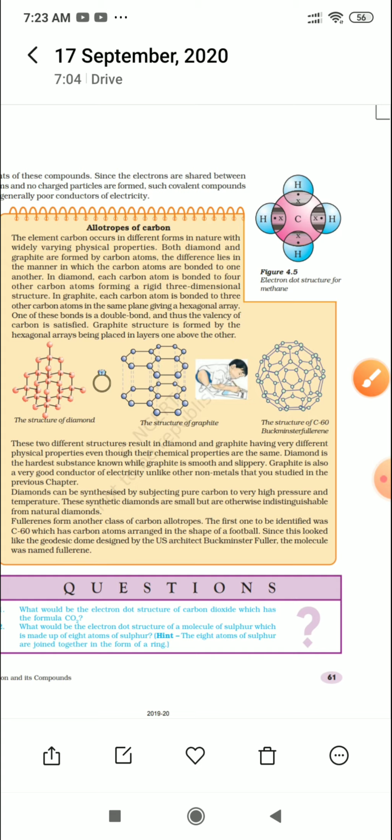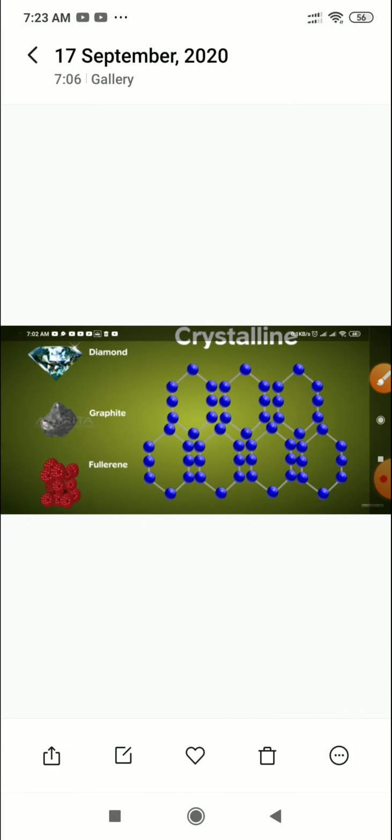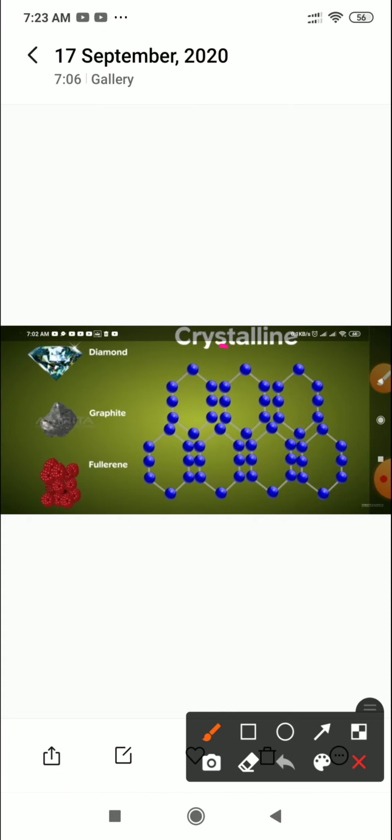Okay, so now we are doing a quick recap of what we studied in the allotropes of carbon. Here I already told you what the crystalline allotropes are. Crystalline means it has a particular shape, and amorphous means it does not have any particular shape. Crystalline has three examples: diamond, graphite, and fullerene.